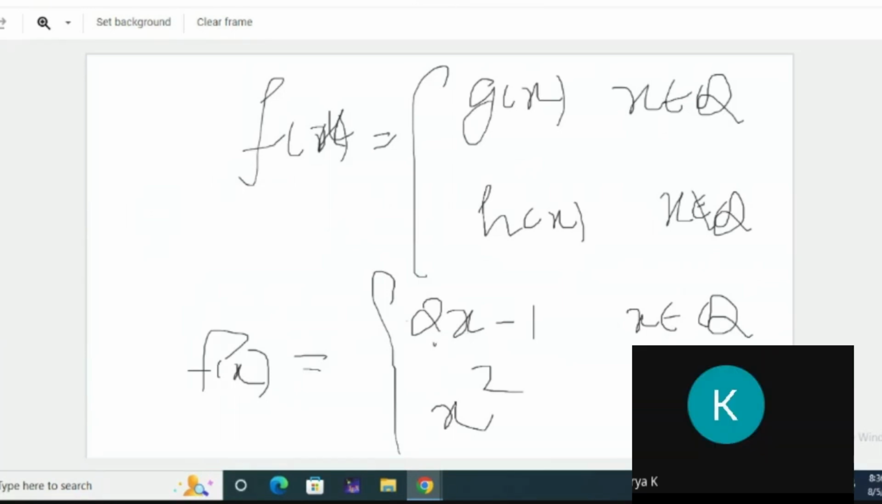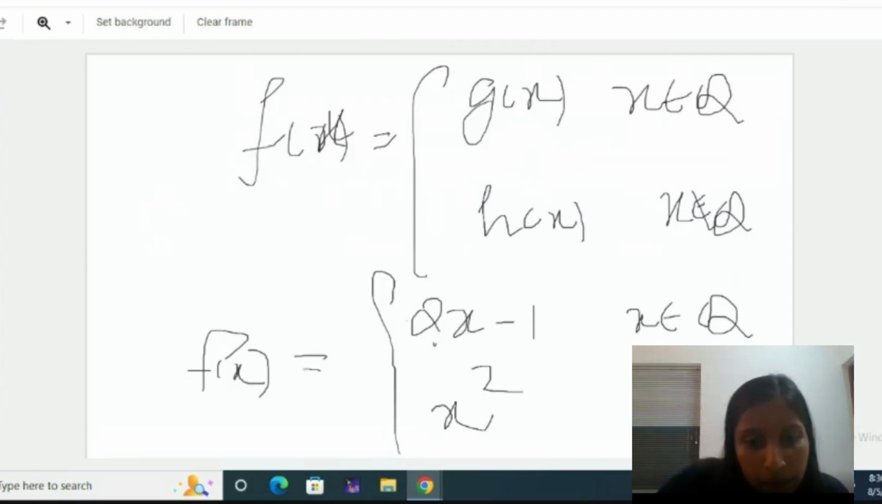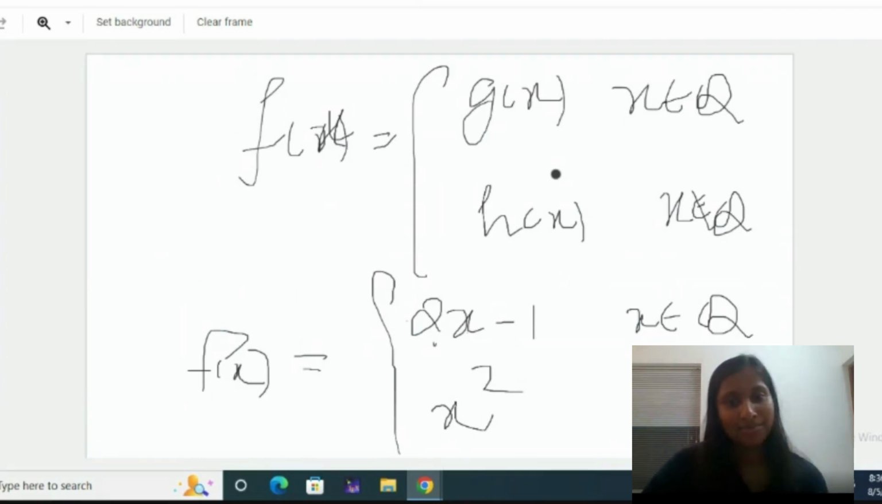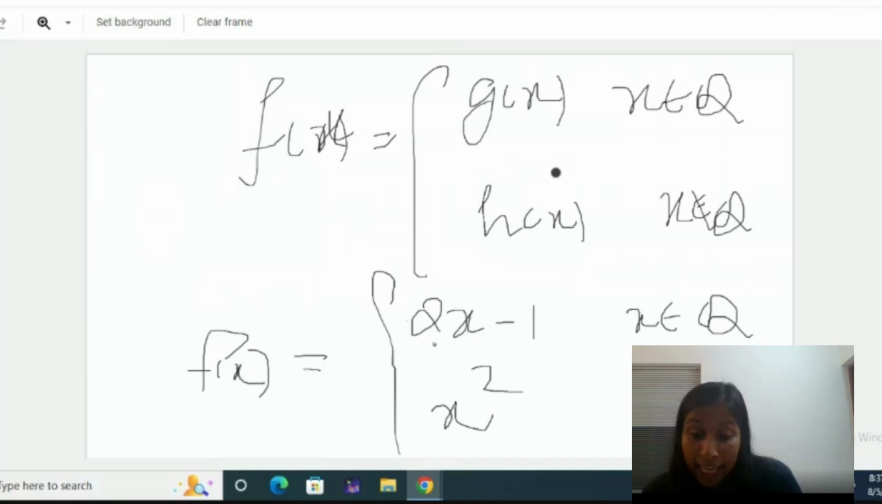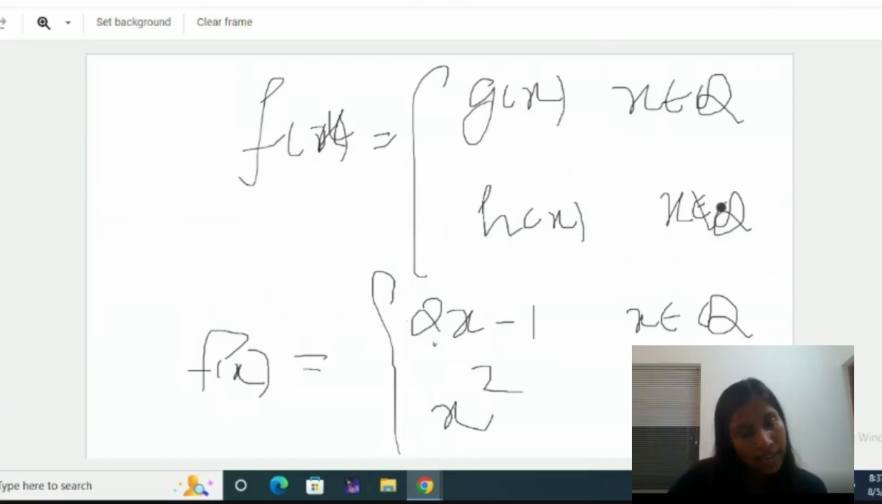At x equal to 1. Yeah, so how have you arrived at that answer? What's the algorithm behind that answer? If the limit exists, left hand limit equals right hand limit. So x square equal to 2x minus 1. Right hand limit itself will not exist in this case where we take the splitting points as q and q complement. Right hand limit may not exist, so there is no separate left hand limit and right hand limit. It should have a unique value. So the remaining answer is correct.